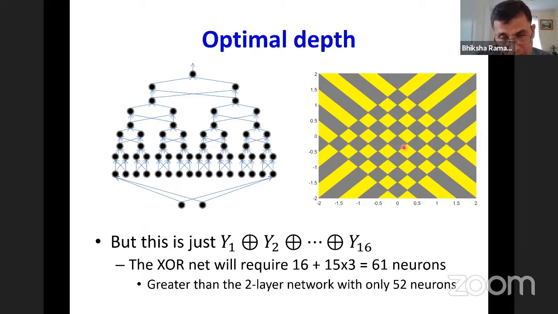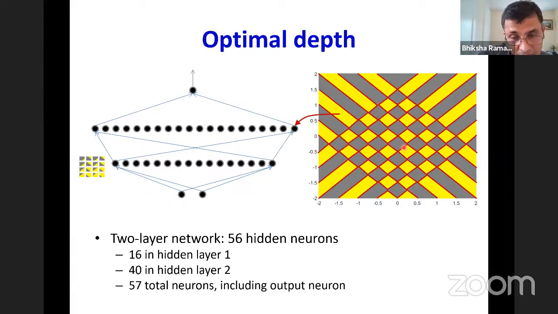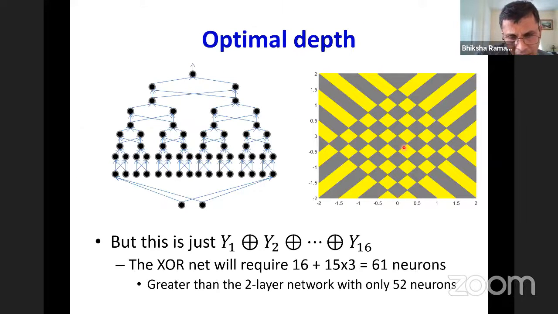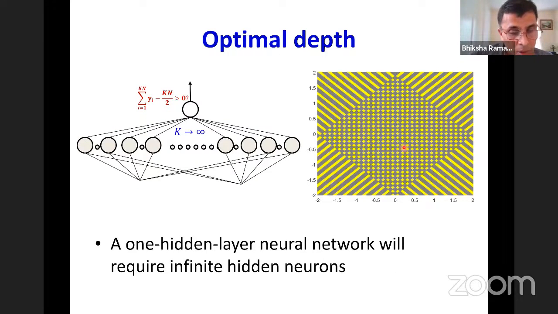I can do this with 15 times 3, 61, and 45 neurons for the XOR plus 16 neurons for the lines. So I can do this with only 61 neurons. Again, when I did this with 2 layers, I needed 56 neurons, not 52. But if I do this with an XOR network, it requires 61 neurons. You think you may have lost. But if I make the problem more complex, you can see the gap quickly beginning to show up.